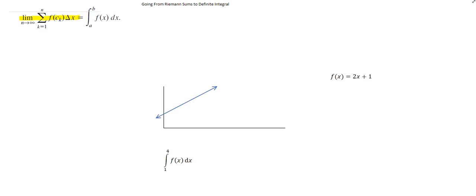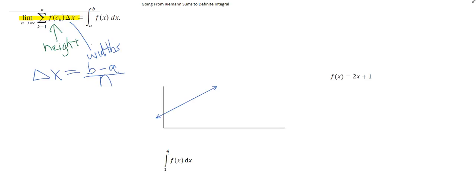And so if you think about this intuitively, the first part of this is the function value, which is going to represent the height of our rectangles, and the delta x at the end is our widths. And remember that the formula for delta x is just equal to the upper limit minus the lower limit divided by the number of rectangles that you choose to split it up into.